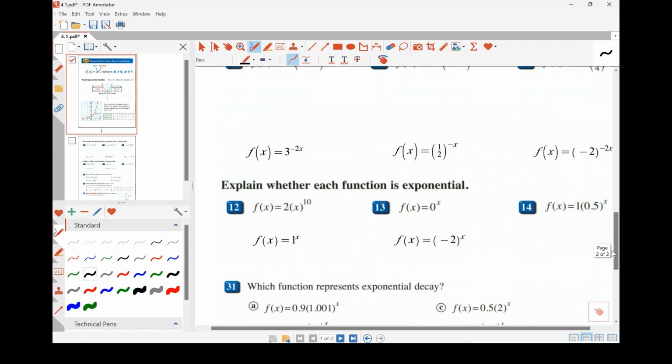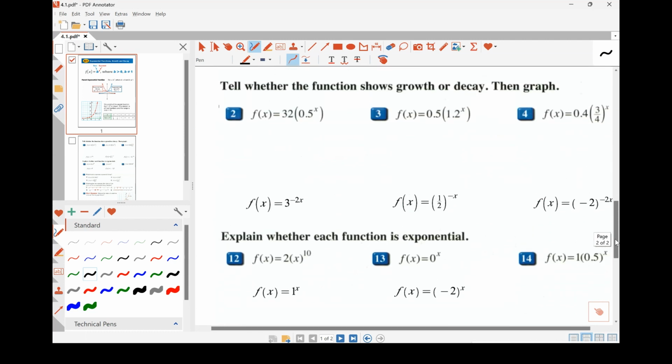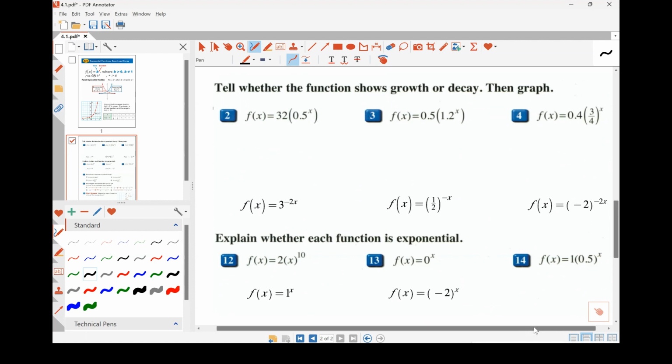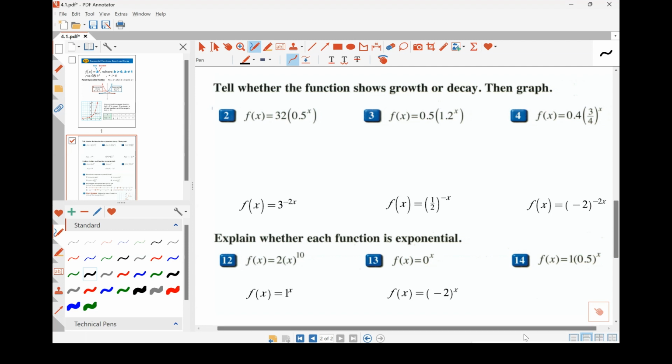The questions will be: explain whether each function is exponential, and the other type, tell whether the function represents exponential growth or decay. So let's start from exercise 12. X to the power of 10. Is this an exponential function?